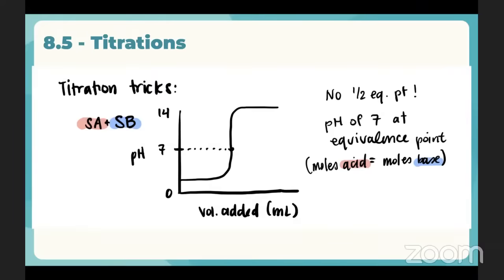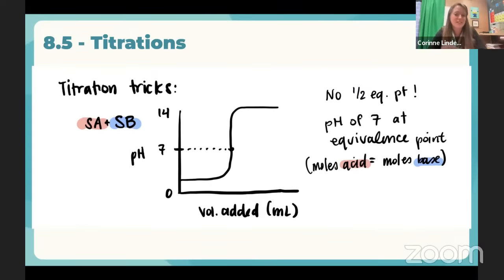I'm going to show you three different titration curves. You will absolutely see at least one of these, so know the difference between them. Strong acid, strong base looks kind of like an S. You're only going to have an equivalence point where your pH is at 7 because you have neutralized the species, so your moles of acid and moles of base are going to be equal at this point.